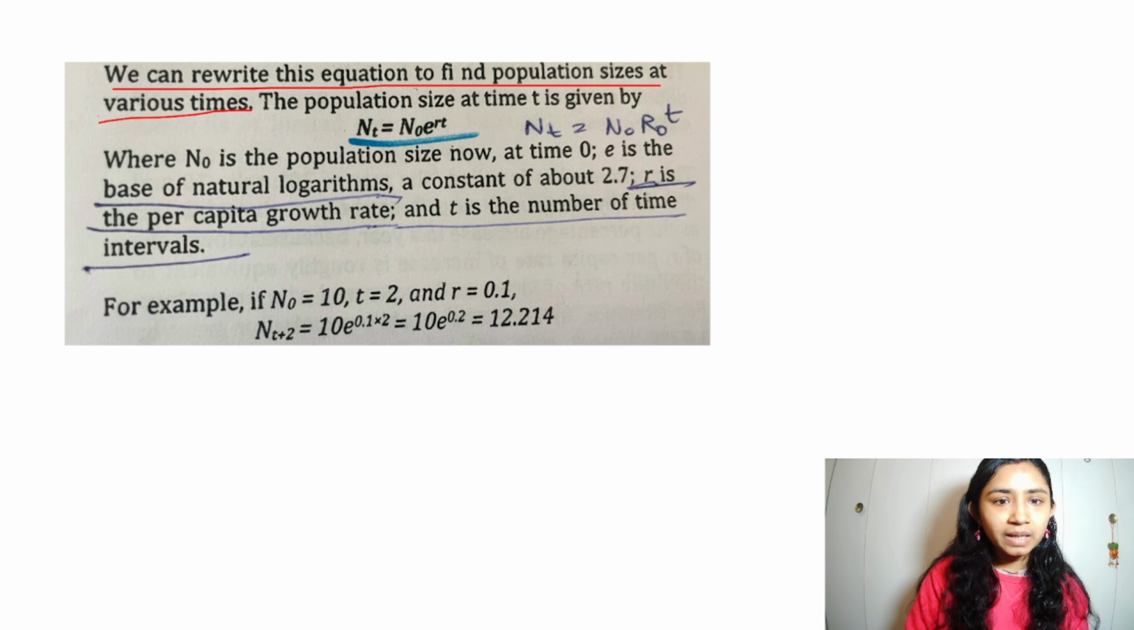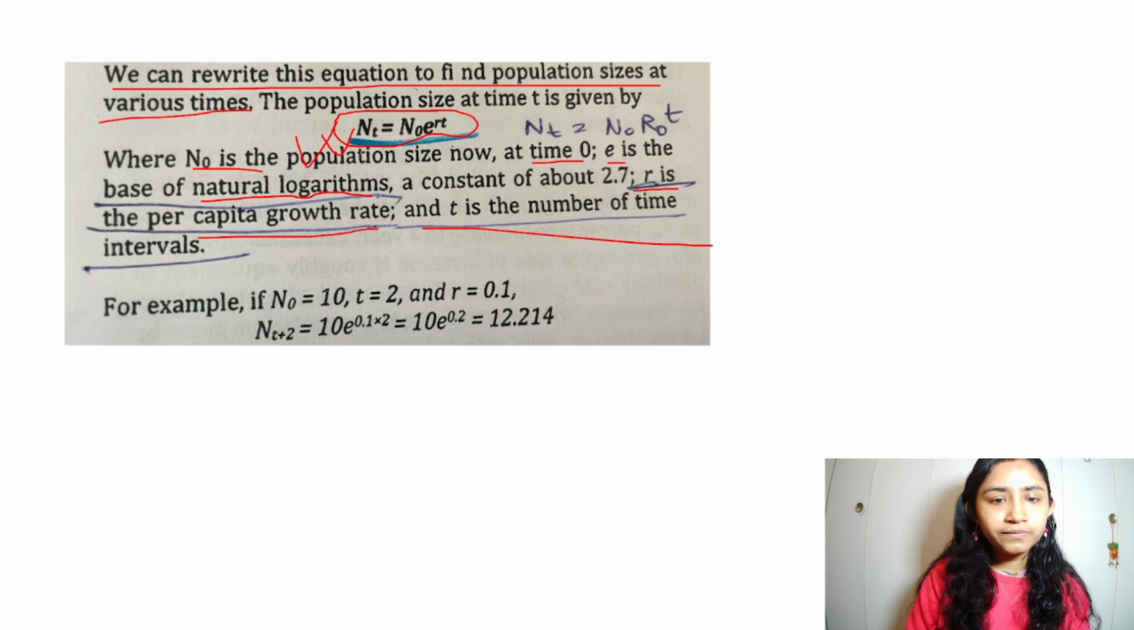The population size at time t is given by Nt equal to N0 e to the power rt. So the dN dt is equal to rN formula can be written like this to get the population size at various times, where N0 is the population size at time 0, e is the base of natural logarithms, a constant of about 2.7, and r is the per capita growth rate I told you, and small t is the number of time intervals.